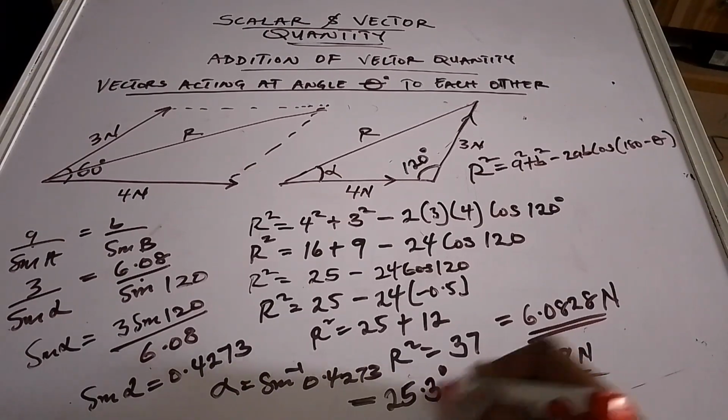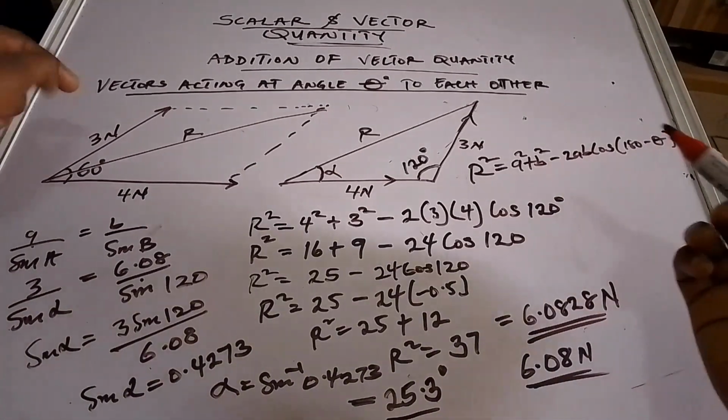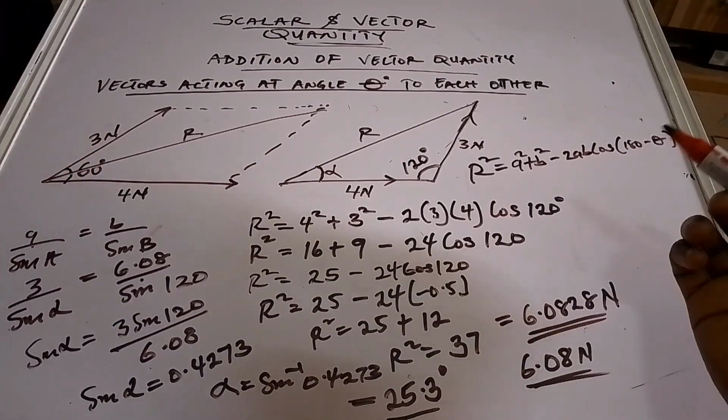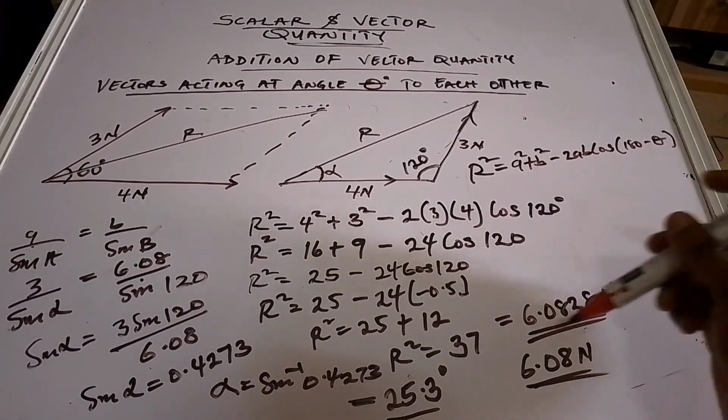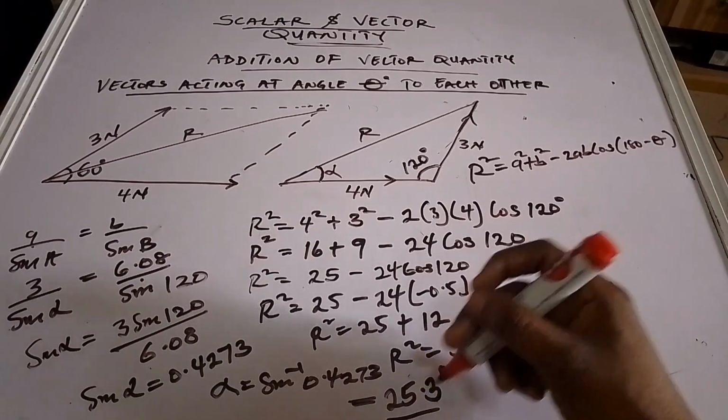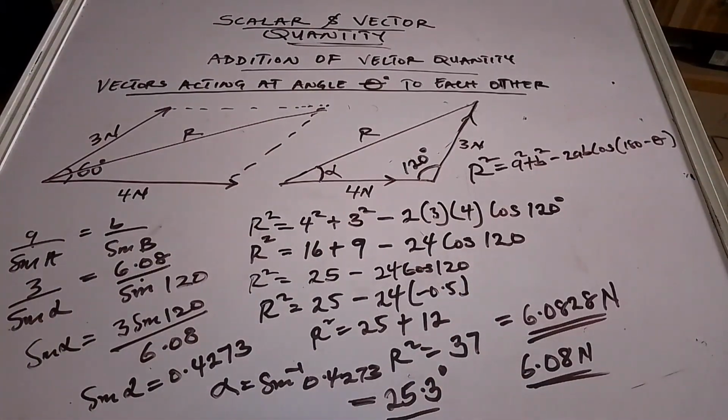25.3 degree. So in this case, if two vectors are acting at 3 Newton and 4 Newton acting at 60 degrees to each other, then our resultant is going to be 6.0828 Newton, while our direction is going to be 25 degree. So let's look at the next.